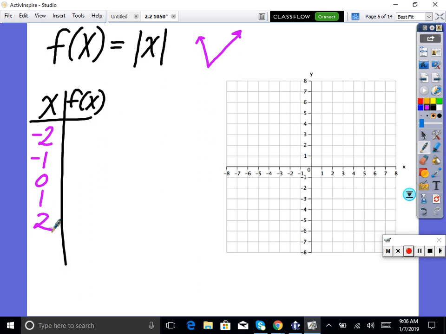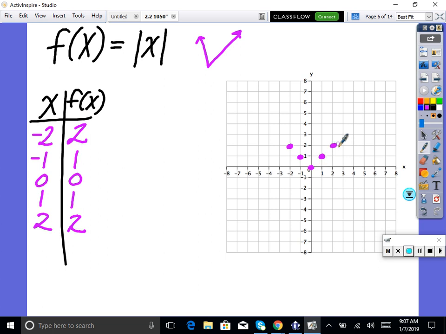The absolute value of -2 is 2, positive distance. So we plug in something into an absolute value, it's positive, right? So -1, 1, 0, 0. Absolute value of 1 is 1. Absolute value of 2 is 2. So -2 up 2, -1 up 1, 0, 0, over 1 up 1, over 2 up 2.